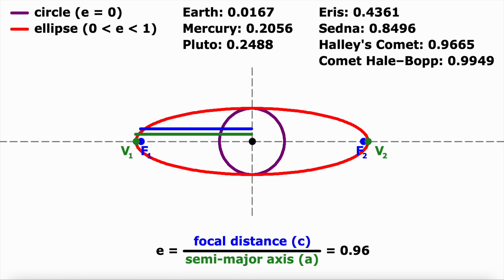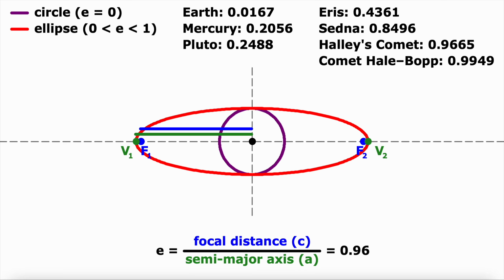Many comets have highly elongated elliptical orbits, bringing them close to the Sun before swinging far out into the solar system. For example, Halley's comet has an elliptical orbit with an eccentricity of about 0.9665, making it highly elongated. Halley's comet takes about 76 years to complete one orbit around the Sun.